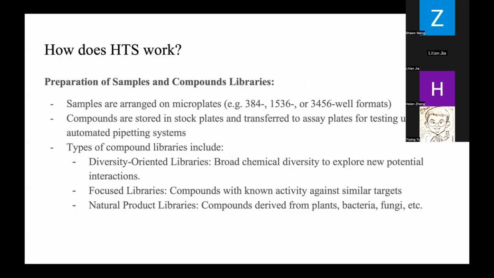For the compound libraries, you can choose different types depending on what you are looking for. Certain ones include diversity-oriented libraries, which have a broad chemical diversity to explore new potential interactions. You could also use a focus library, which basically contains compounds with known activity against similar targets to see if there's also an effect with the target in question. And another option would be to focus on natural product libraries. So this contains compounds that are derived from plants, bacteria, fungi, or other natural products.